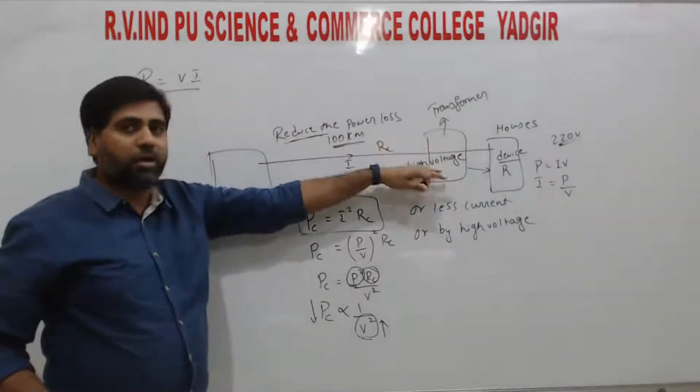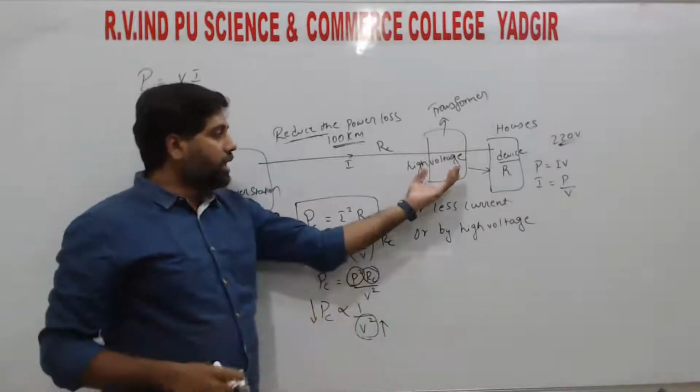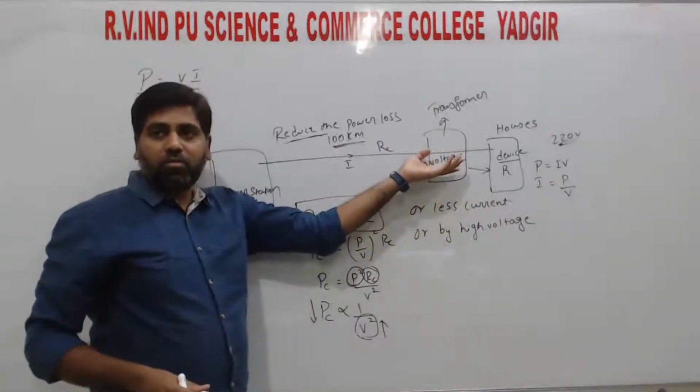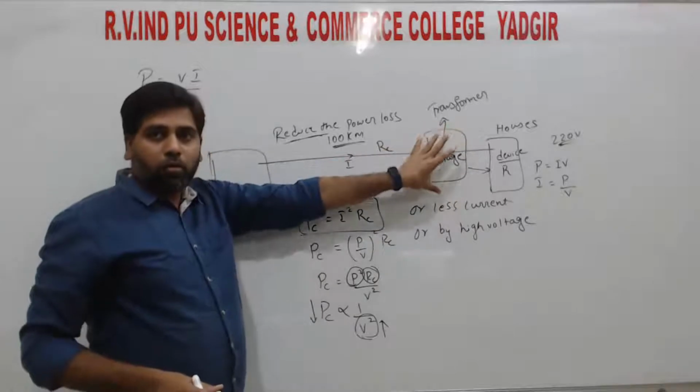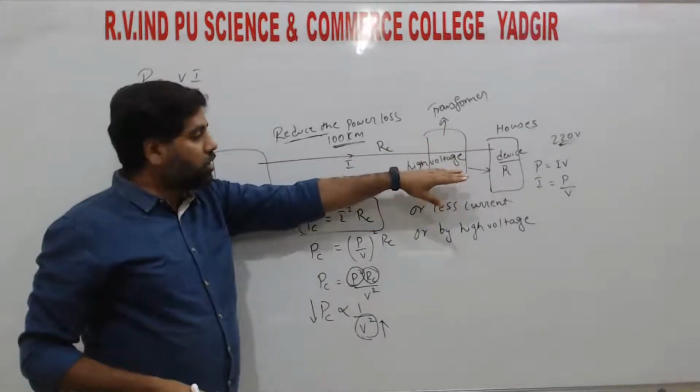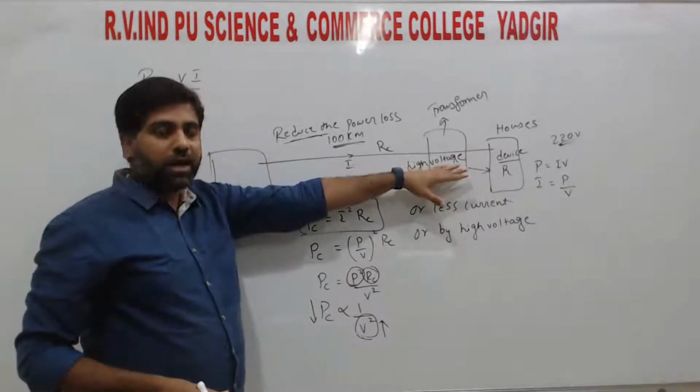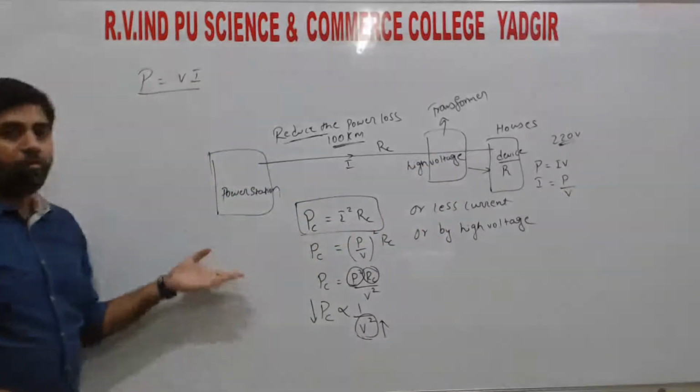So hence, near the transformer they also put a danger signal. No one can go near the transformer because it has a high voltage, right? So this is about the power loss.